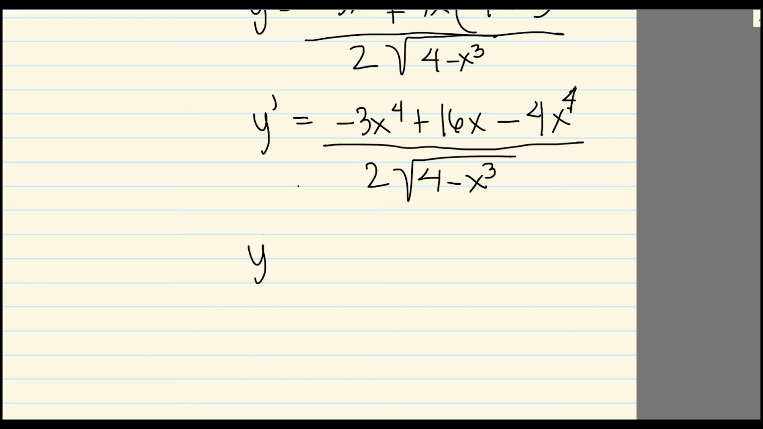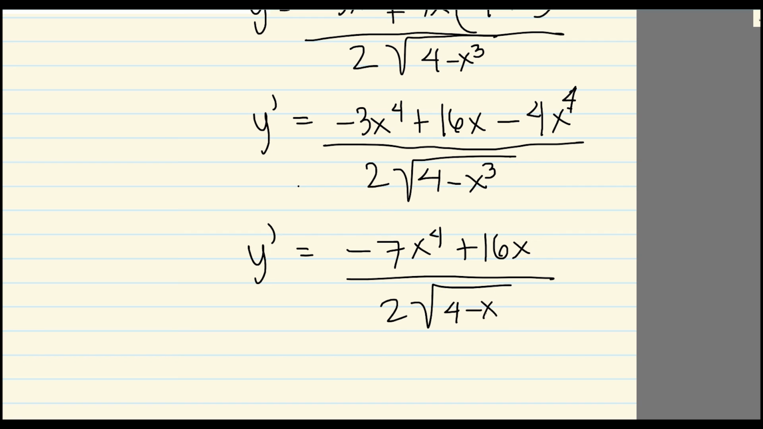All right, and then negative 7x to the 4 plus 16x over 2 square root of 4 minus x cubed. All right, so that will be our final answer.